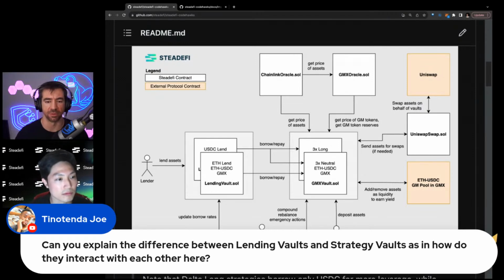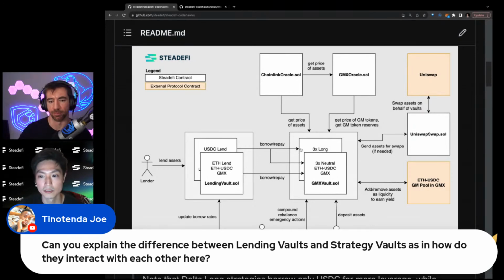Can you explain the difference between the lending vaults and the strategy vaults, as in how do they interact with each other? Part of me thinks the diagram here actually does a really good job of showing that relationship, where in the lending vaults, that's where you borrow, and then in the strategy vaults, that's where they actually implement the money borrowed from the lending vault to 3x leverage. Is that correct? Is that basically the relationship?